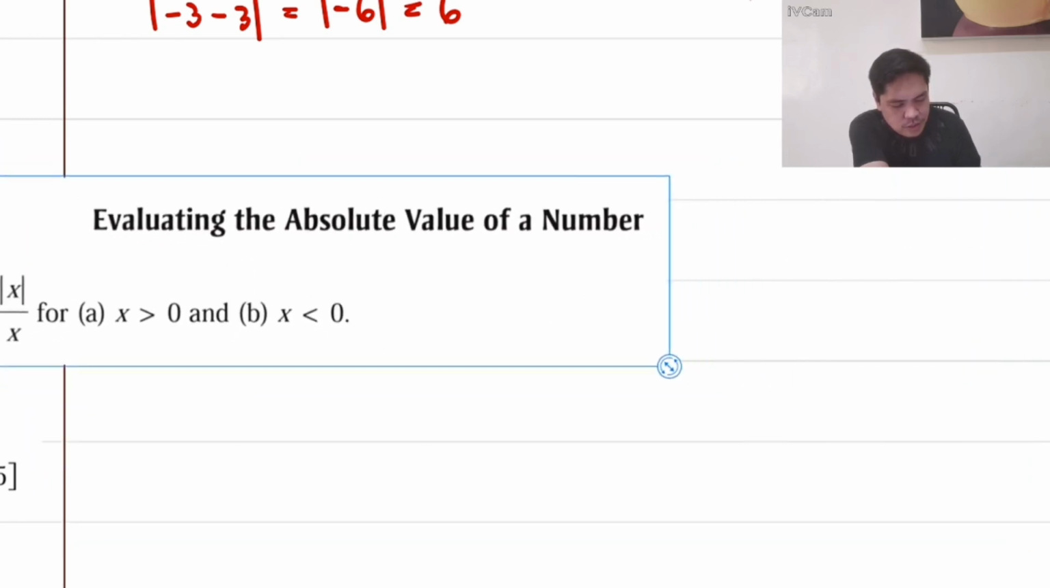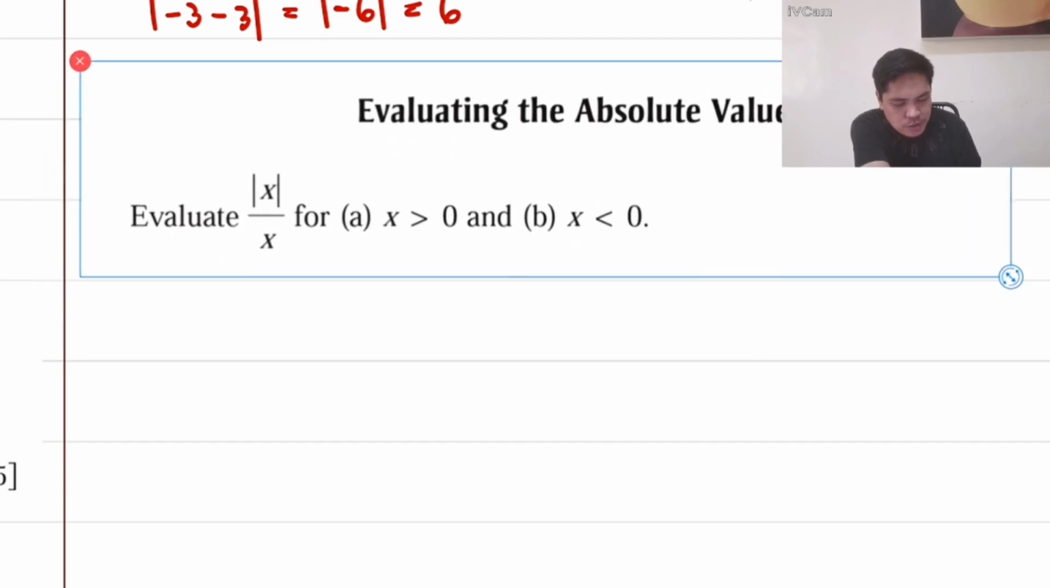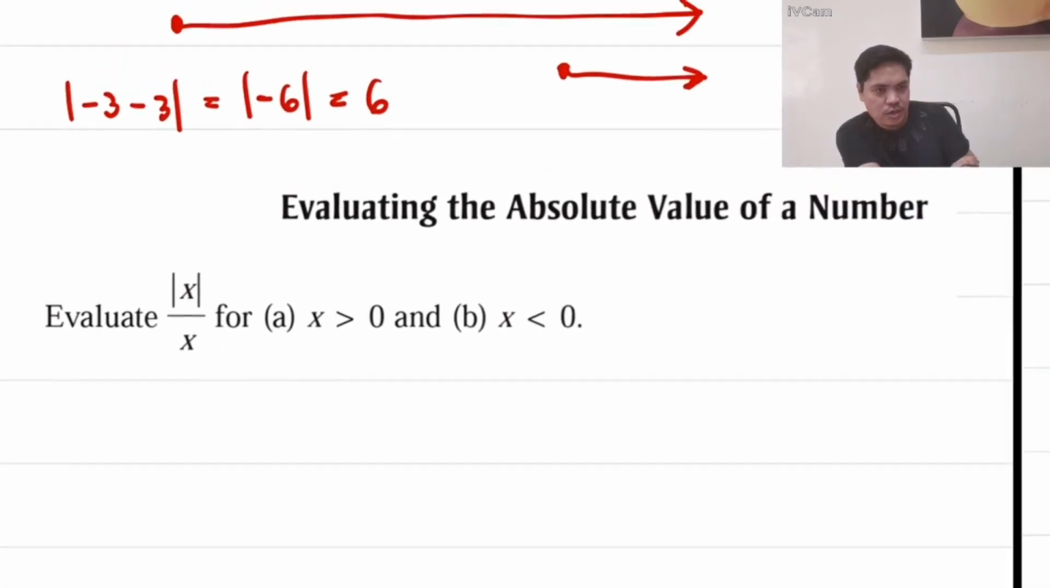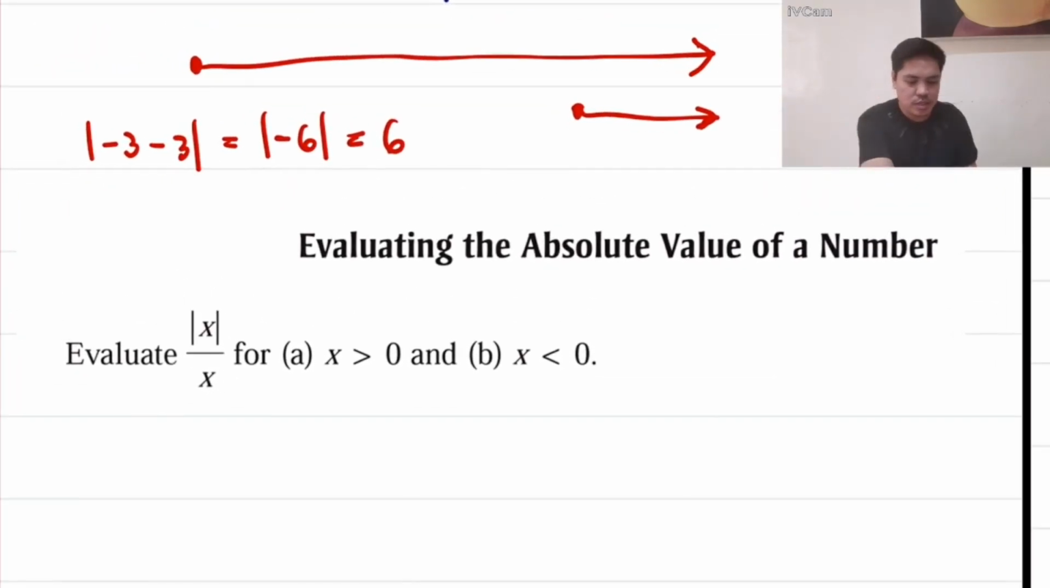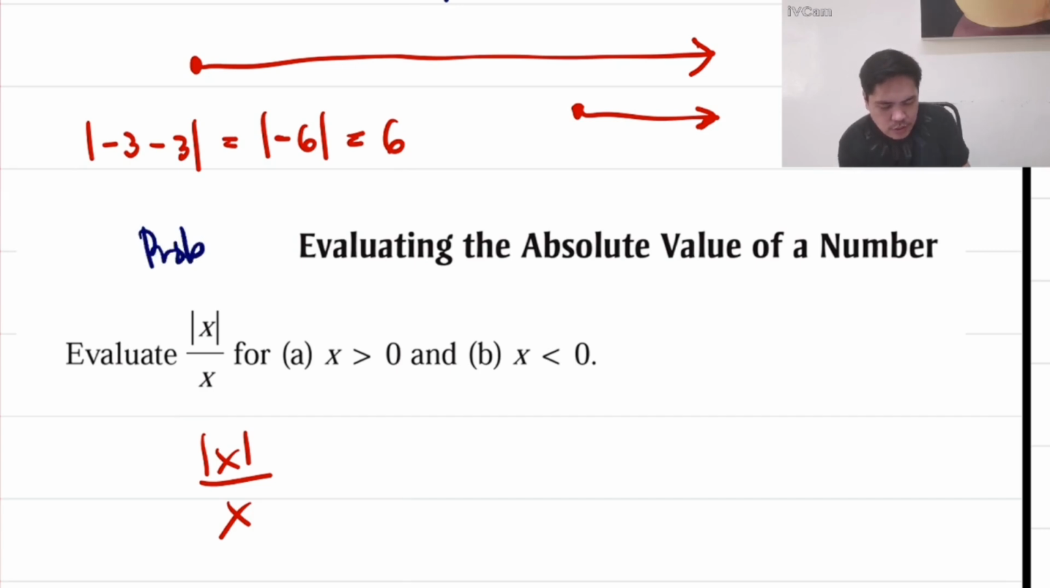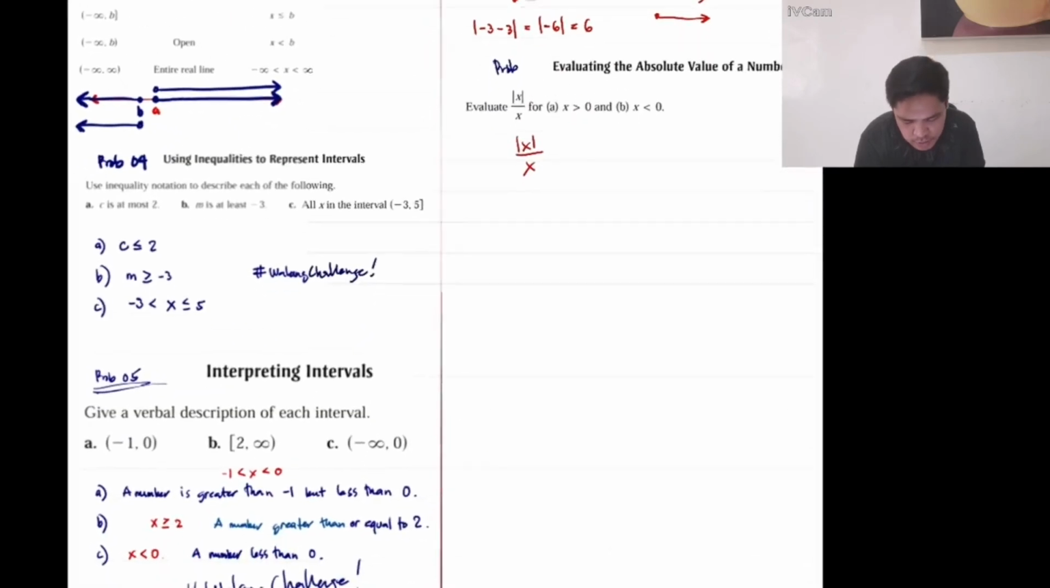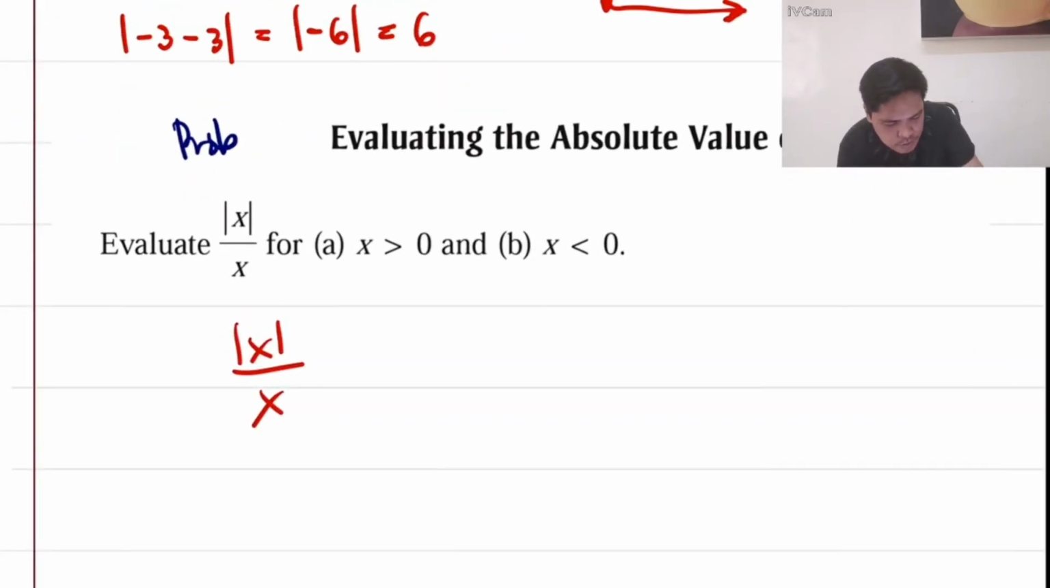Okay. Let us look at this concept. This will appear when you are in calculus na. Madi-discuss ito sa calculus. This is actually under signum function. What is the absolute value of x over x for x greater than 0? So let us write this as problem 6. Our problem 6 is evaluating the absolute value of x over x. Ayusin natin. So how do we answer this?